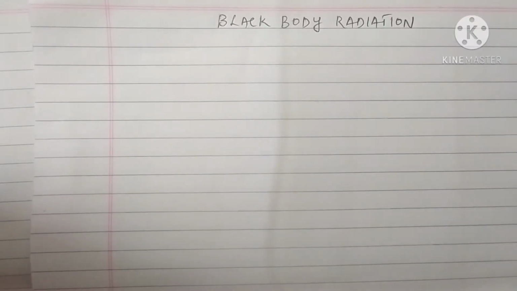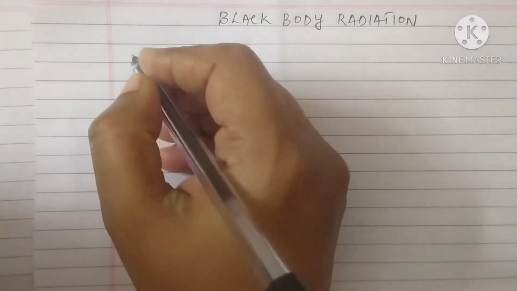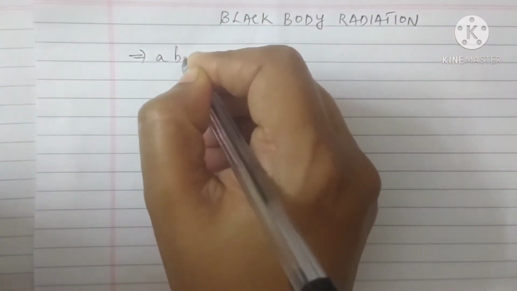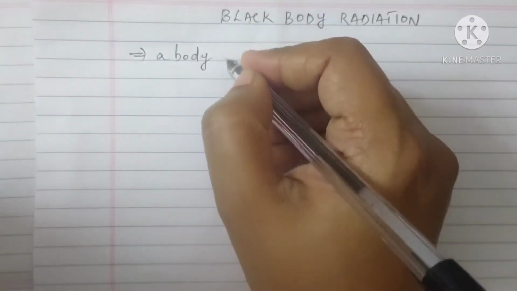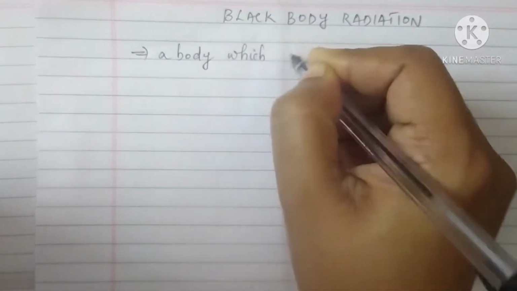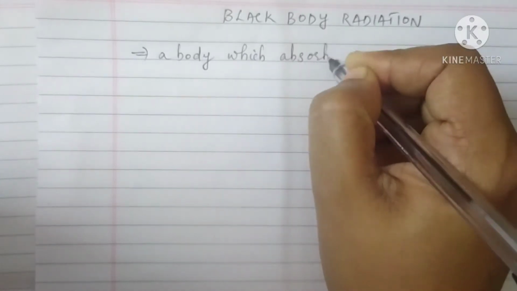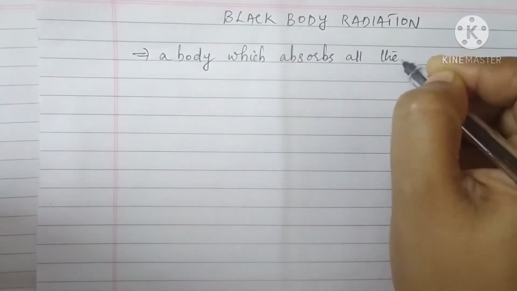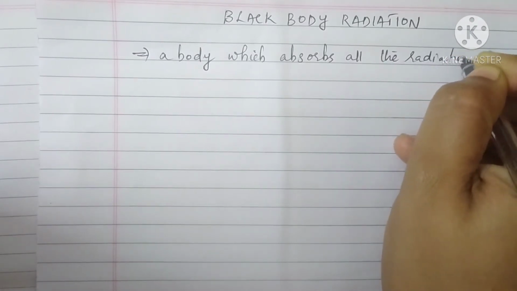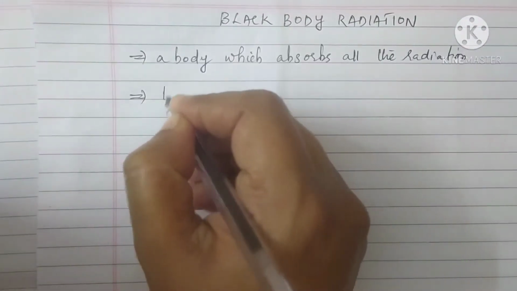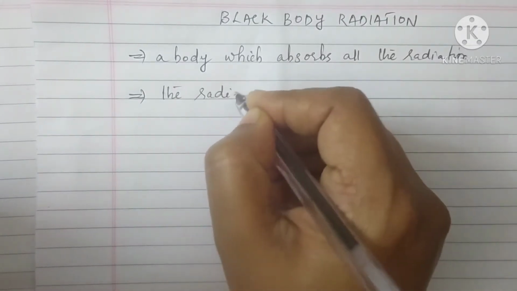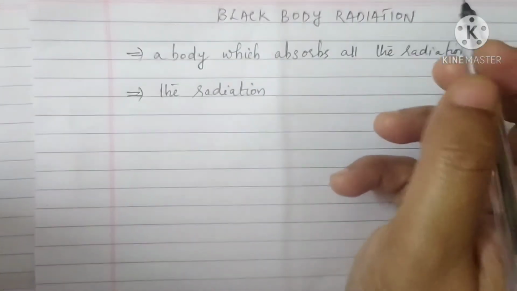Good morning, students. So we are discussing black body radiation and a few terms related to it. First of all, as you know, a black body is a body that absorbs all the radiations falling on it. Then what is black body radiation? The radiation emitted by a black body is known as black body radiation.